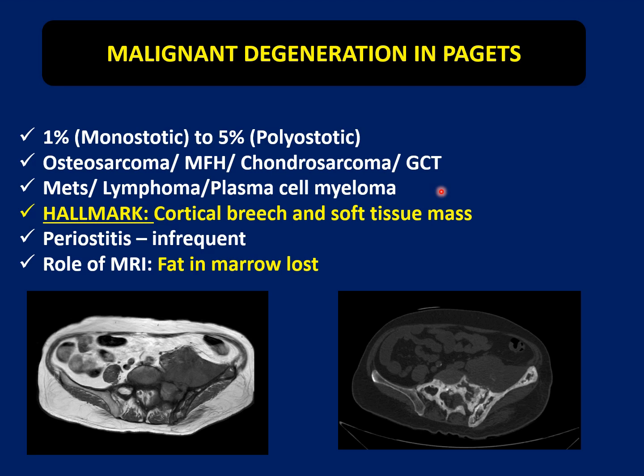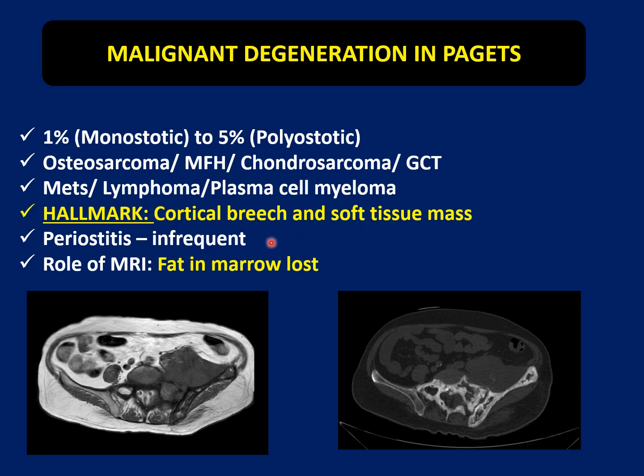Apart from bone tumors, there can also be metastasis, lymphoma, and plasma cell myeloma in Paget's disease, because the areas in which there is disorganization are the same areas in which there can be hematogenous spread of these malignancies. So some patients might have a dual malignancy, where Paget's with metastasis can also be present. How to identify it? When we see a cortical breach and a soft tissue mass, these two features present in a patient with Paget's disease are suggestive of malignant degeneration.